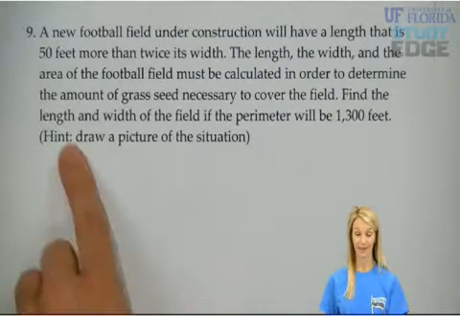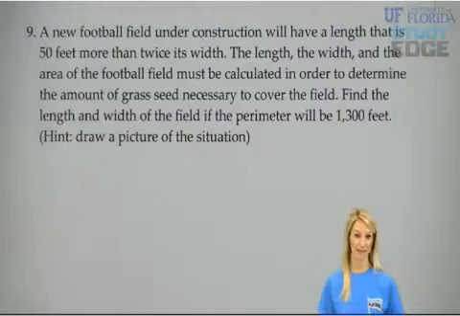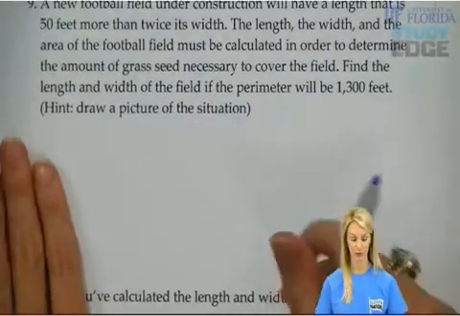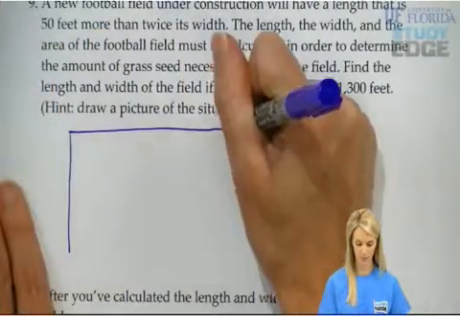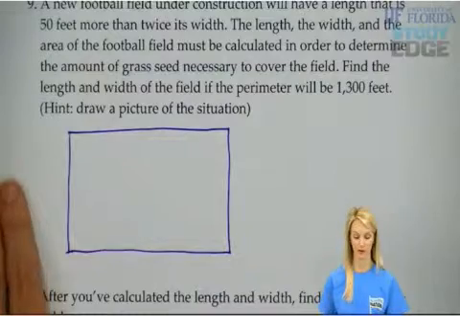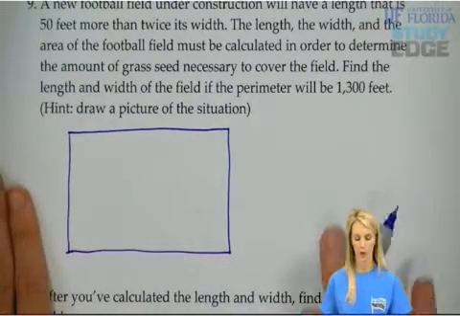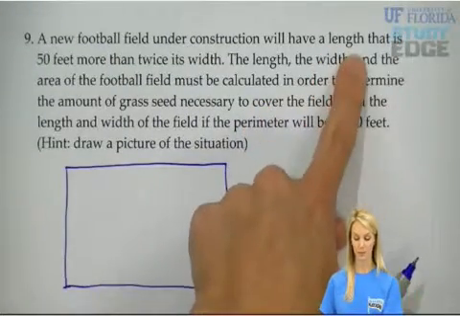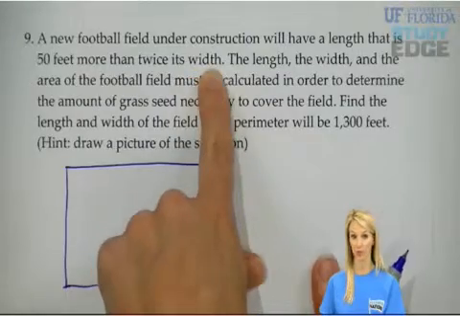Okay. I like this hint, draw a picture of the situation, because automatically it's going to make this question easier. So we've got a football field, right? Football field is going to give us a rectangle. Alright, so for our football field, we have a width and we have a length. So what are we told? Well, the length is 50 feet more than twice its width.